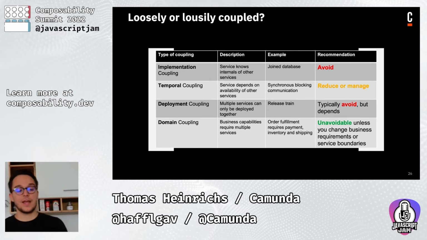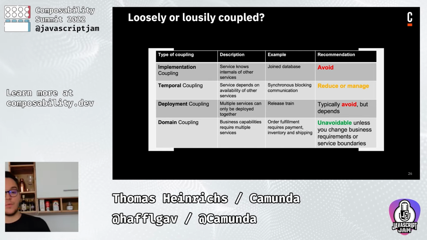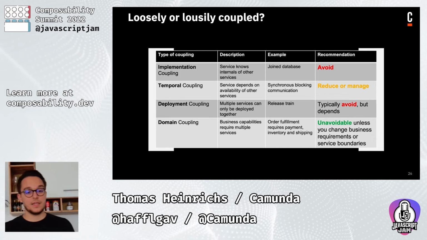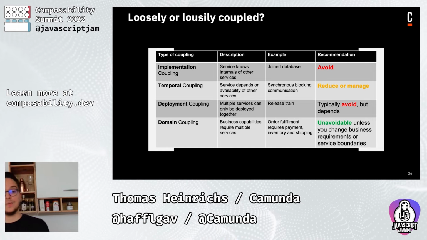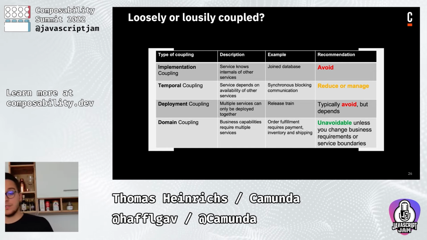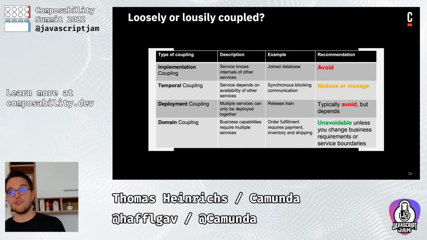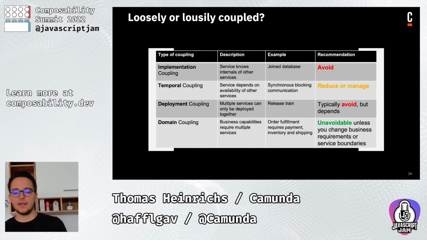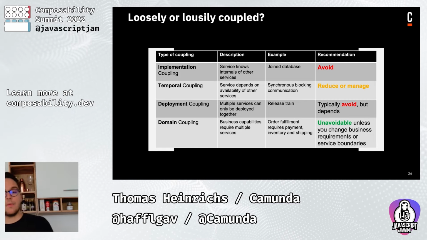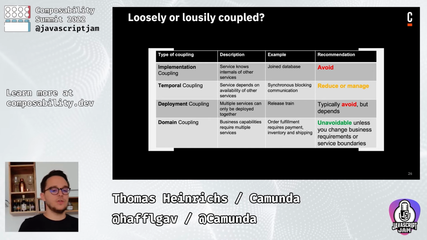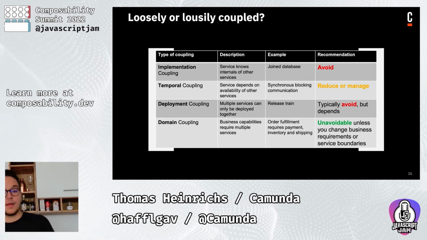But we can also talk about temporal coupling, where a service depends on the availability of another service. Synchronous blocking communication is one of these problems, and we should be at least aware of this, so we should try to reduce it, because it's kind of a bad practice, but sometimes you don't get around it. So you just need to be aware of it, manage it, and try to reduce it as far as possible.